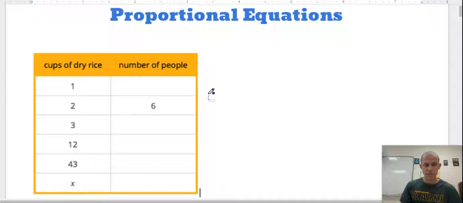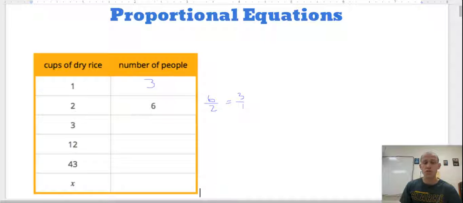So if I look at this, I have a proportion of 3/1. What that means, the 6 was the people. The 2 was the cups of dry rice. So 6 people can be fed with 2 cups of rice. That also equals 3 people can be fed with 1 cup of rice. We have 1 cup of rice. That means 3 people will be fed.